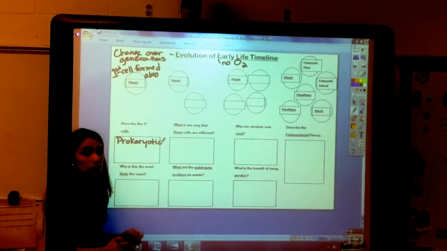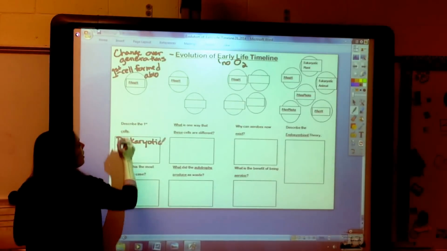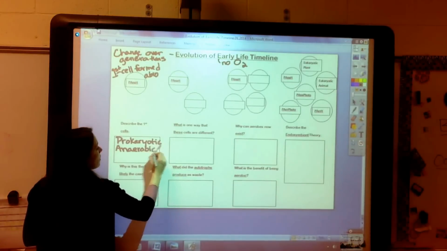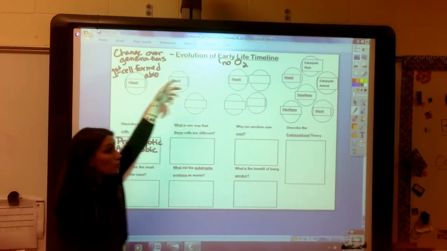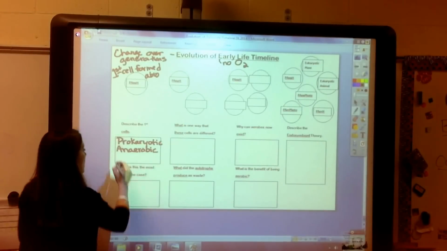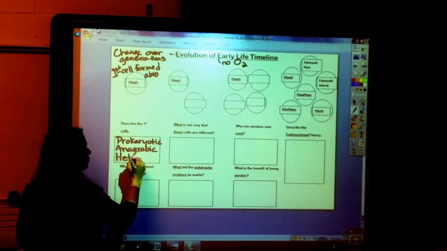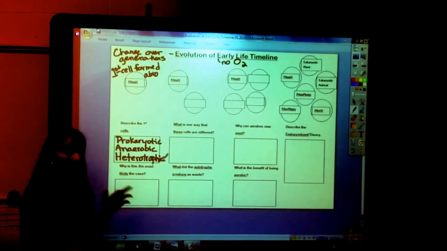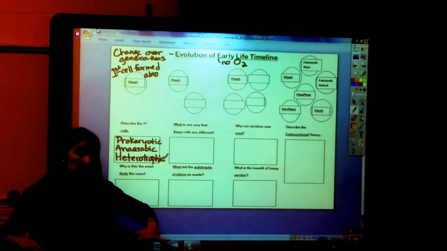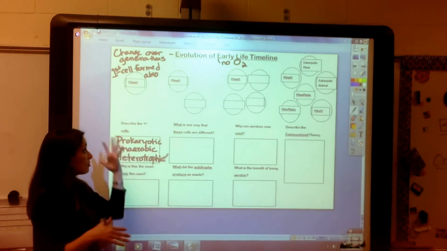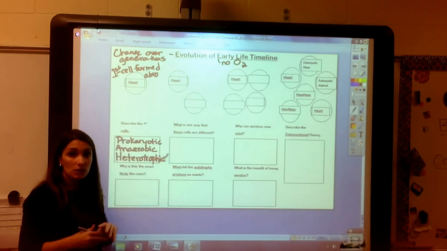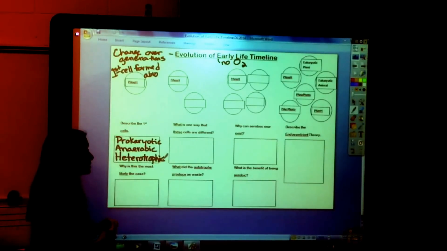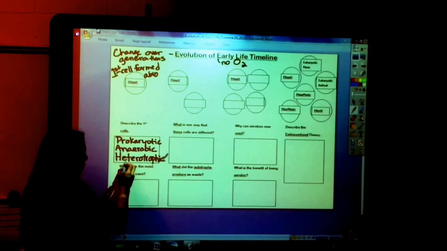They are simple cells, no nucleus. Ana, because they are anaerobic. They didn't use oxygen because there was no oxygen. And H, because they were heterotrophic. They had to consume food. Now remember, if carbs and lipids are being formed by the environment, then there's lots of food around for that cell to consume.